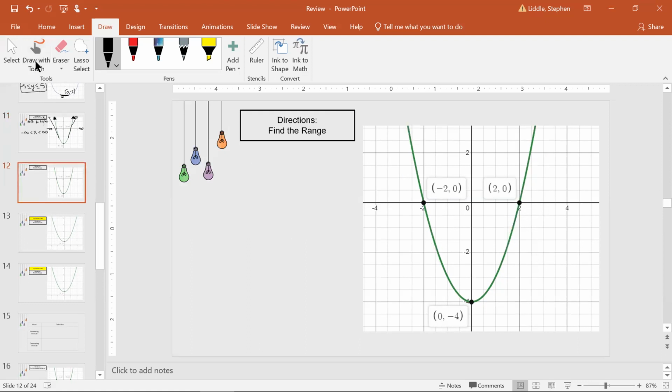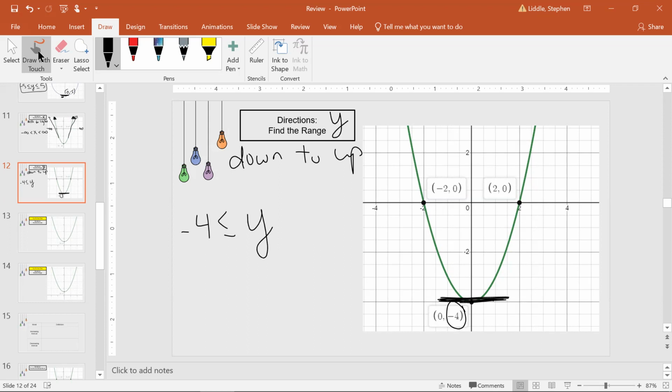Now for range, we are going to look down to up. Down to up. All right. So the furthest down we go is this point here. And that is the y value of negative 4. We can physically touch the negative 4 number with our pen. So we're going to use the less than equal to symbol. Y, because y is range. And then this graph, since it goes up forever, goes up to infinity. So we can't touch infinity. So it's going to be less than infinity.